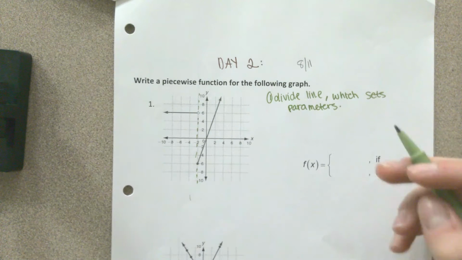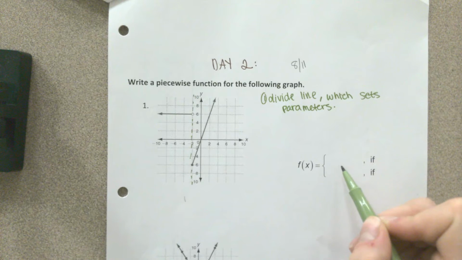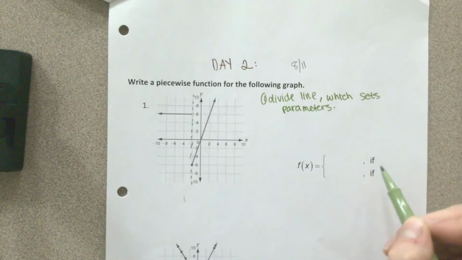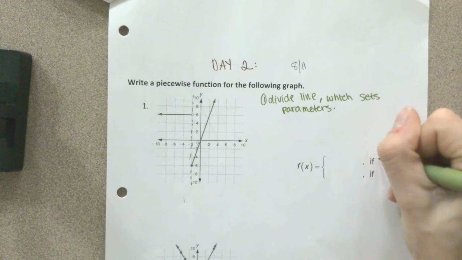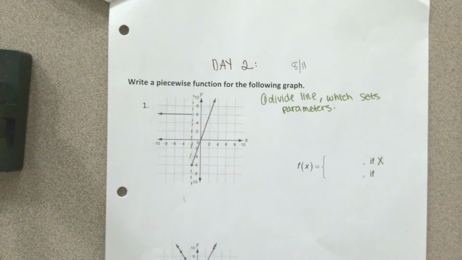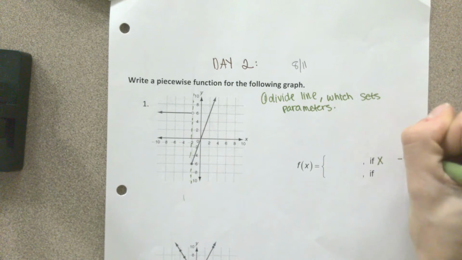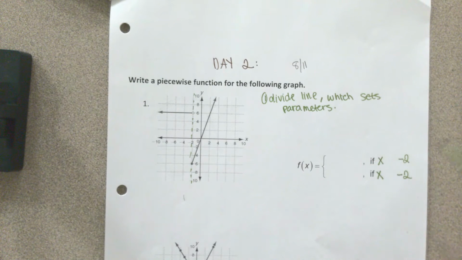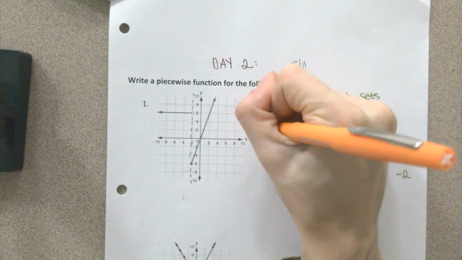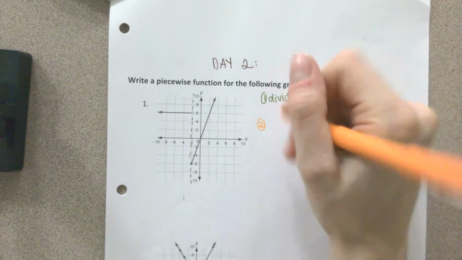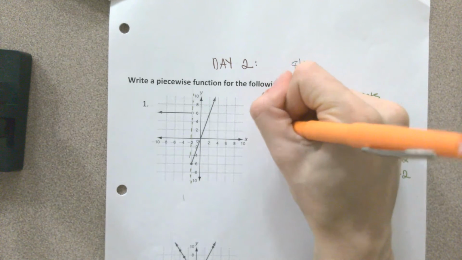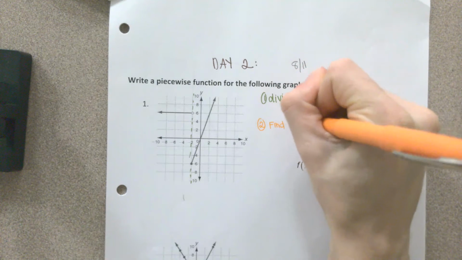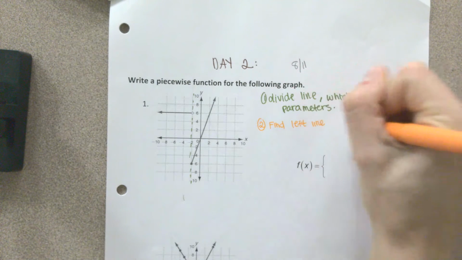Okay, so that means that we are going to have a corresponding function if x is something to -2 and x is something to -2, when one stops and another starts. So I'm going to leave that there for now and work on step 2, which is to find left line function.